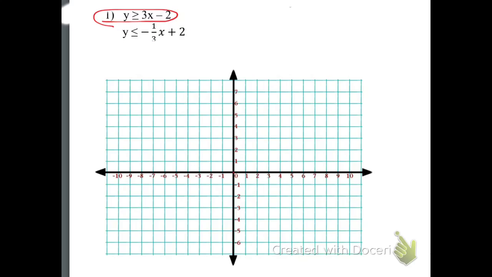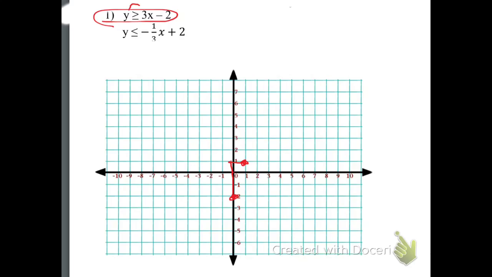So the first one, we have a y-intercept of -2, because that's the number not with the x. So we're going to put a point there at -2, and we have a slope of 3. That's up 3, right 1. So if you go up 3 and right 1, you'll end up right there. Now you've got 2 points, you can use them to draw your line.